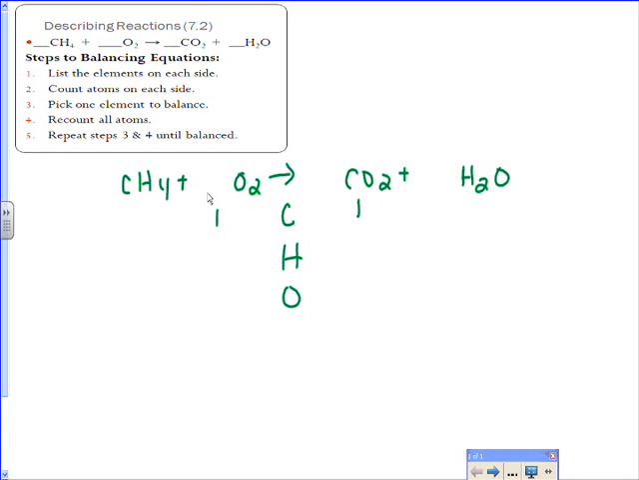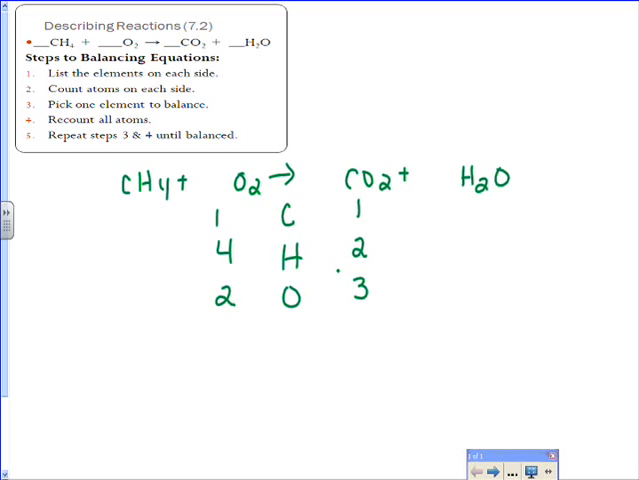Remember, I just have a C on each one of those, and whenever you don't have a number after the letter, that means you only have 1 of them because the 1 is understood. Now let's count our hydrogens on the reactant side. We have 4. Our hydrogens on the product side, we have 2. And then our oxygen on the reactants, we have 2. Oxygen on the products, we have 3.